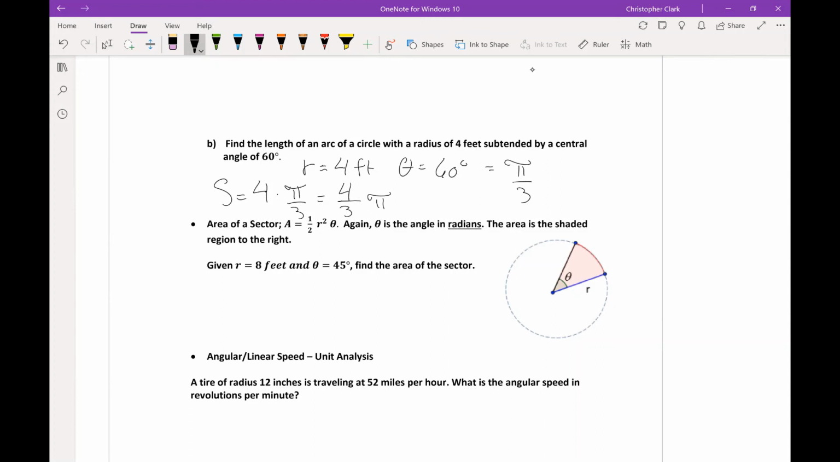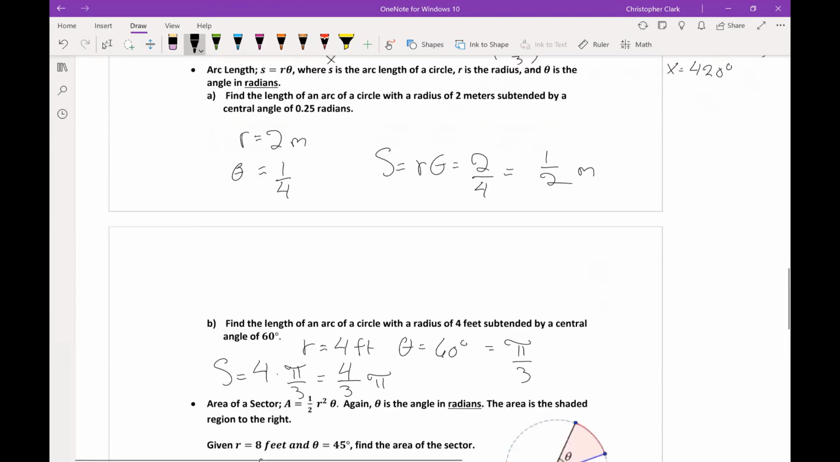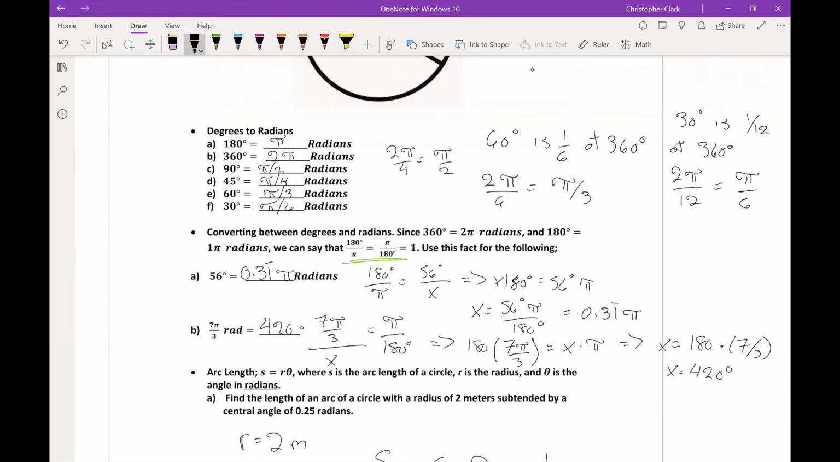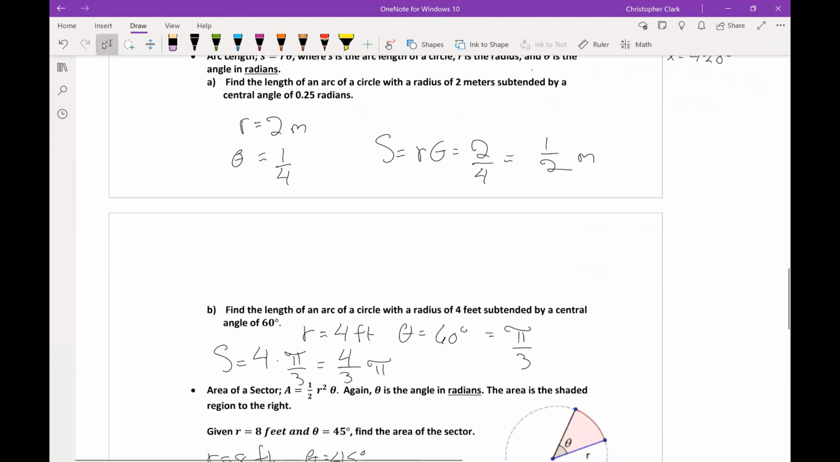So how about the area of a sector? The area of a sector is defined as 1/2 r squared theta. Again, theta is an angle that must be measured in radians. So let's say that we have r equals 8 feet and theta is equal to 45 degrees. This 45 doesn't actually help us. We need to go back and convert it. As it turns out, we've already done that, and that is pi over 4.